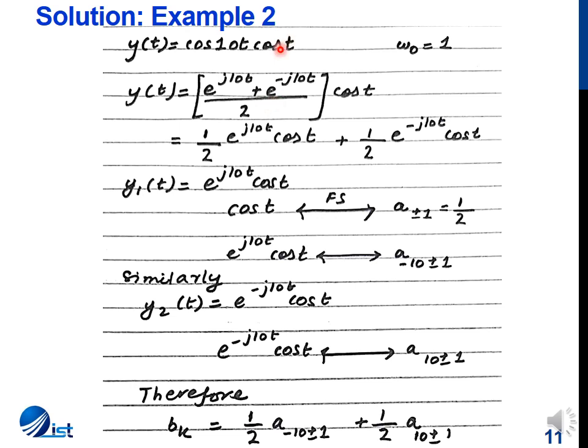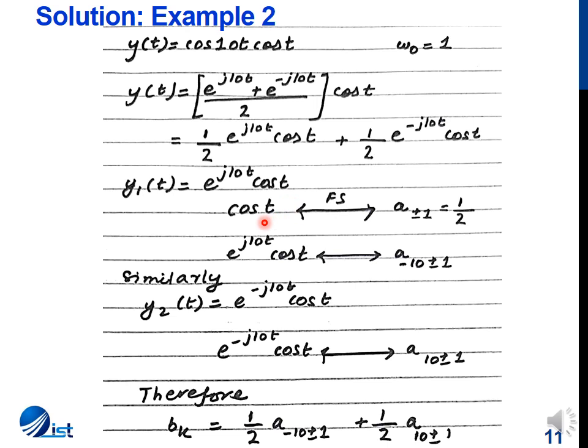For cos of t, we observe that the frequency omega naught is equal to 1 radian per second. So when we multiply the Euler's formula applied cosine form, we get two expressions. One is half e^(j10t) cos of t and the other is half e^(-j10t) into cos of t. I divide this into two parts, and observe the first factor first, e^(j10t) cos t, and we obtain the Fourier series for this part.